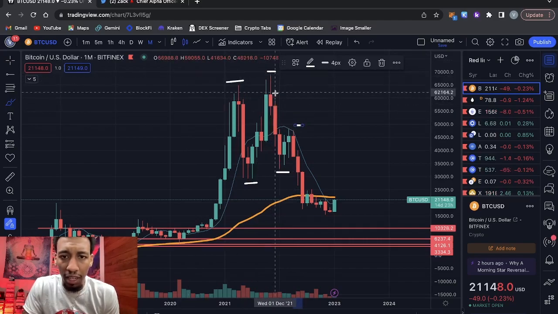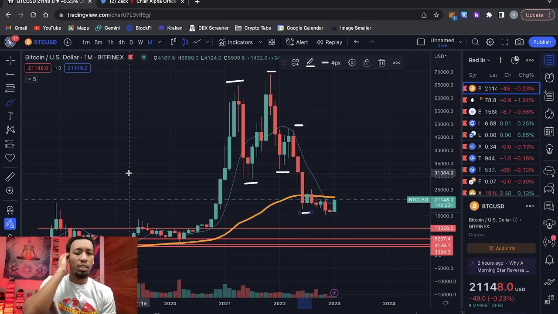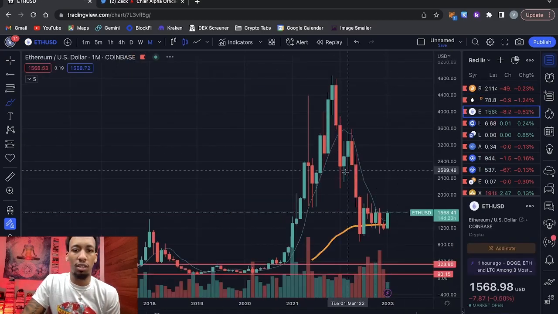Right? So we have a high here and a low here. Then we have a lower high. And now we have a lower low. So now you know how to spot uptrends and downtrends. And this is the same thing on ETH as well.